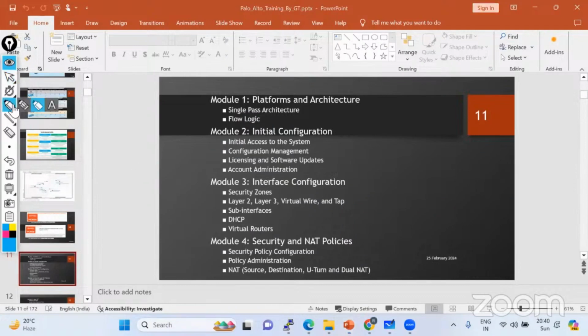When we start the discussion of the Palo Alto firewall, the first thing we have to understand is the architecture of the Palo Alto firewall. That's why platform and architecture is the first module. In architecture, we do a deep dive: what the hardware models look like, what different hardware capacities Palo Alto firewalls have, which firewall we should use and where, where I should use the small firewall, where I should use the big firewall, and when a packet lands in the firewall, how the step by step processing happens within the firewall. So we have to understand the complete flow logic.